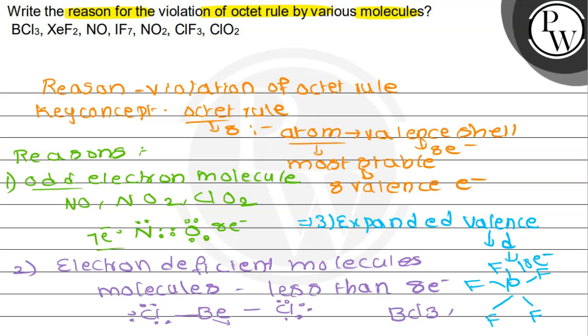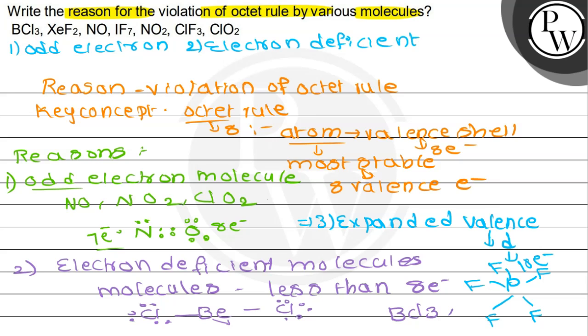So these are the three reasons for the violation of octet rule by various molecules. What is the first reason? That is the final answer here. What are the reasons? Odd electron molecule. Second one, electron deficient molecules. Third one, expanded valency molecules.